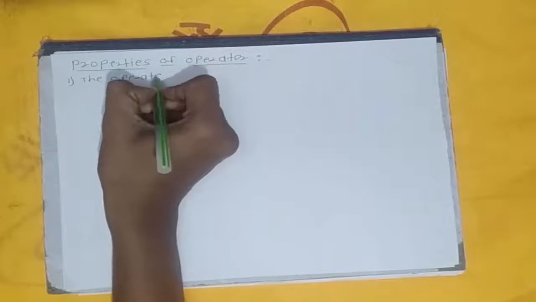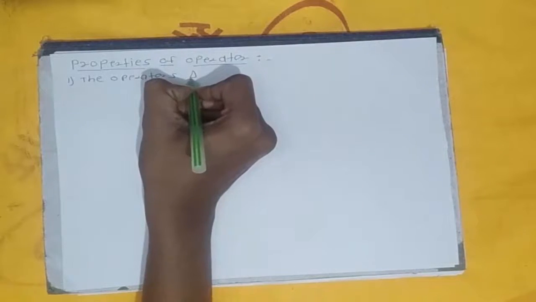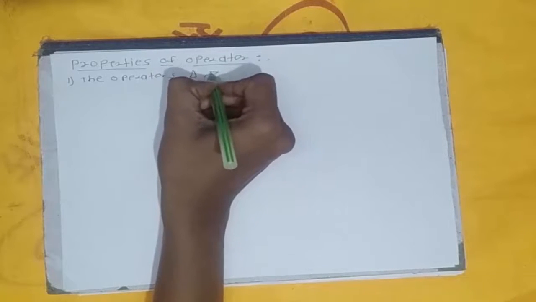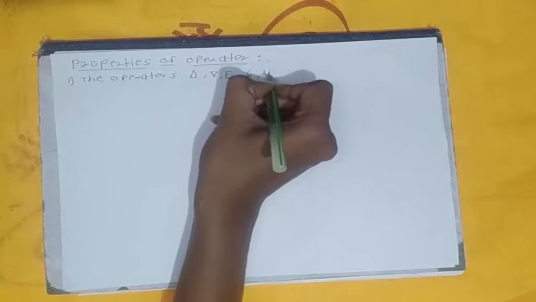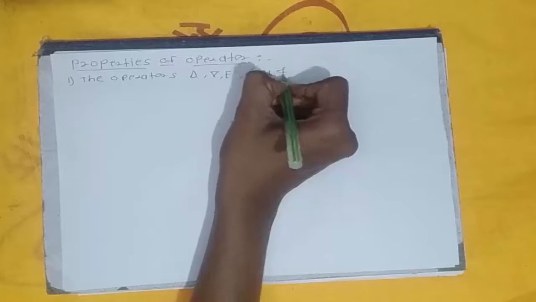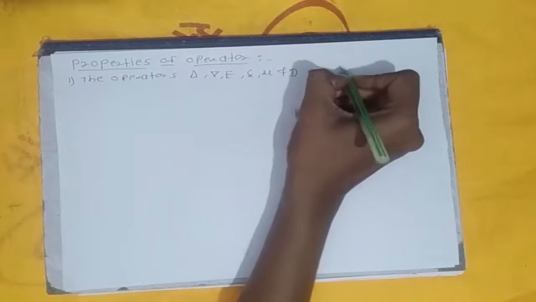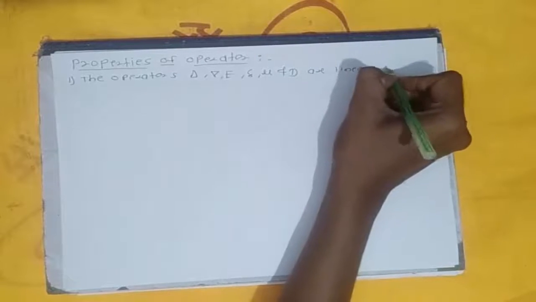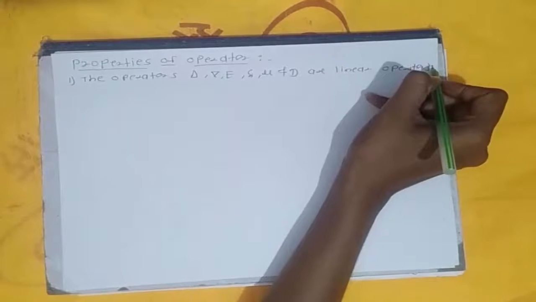The operators we saw in the previous lecture: delta, del, E, then small delta, mu, that is the average operator, and D, the differential operator. All are linear operators.